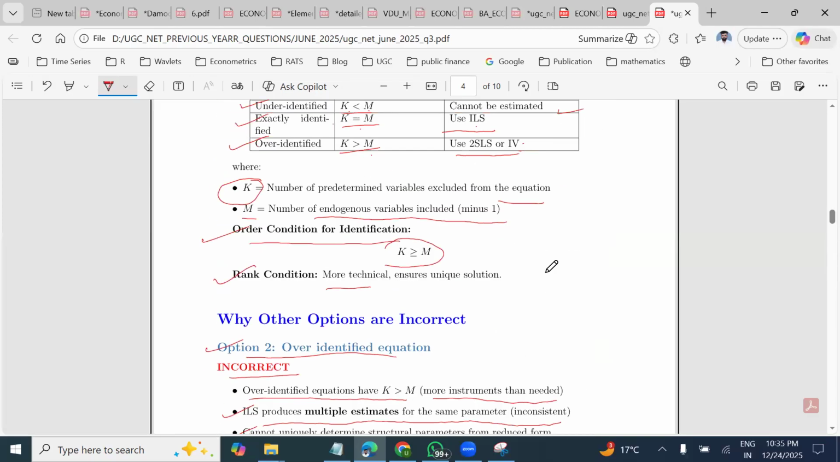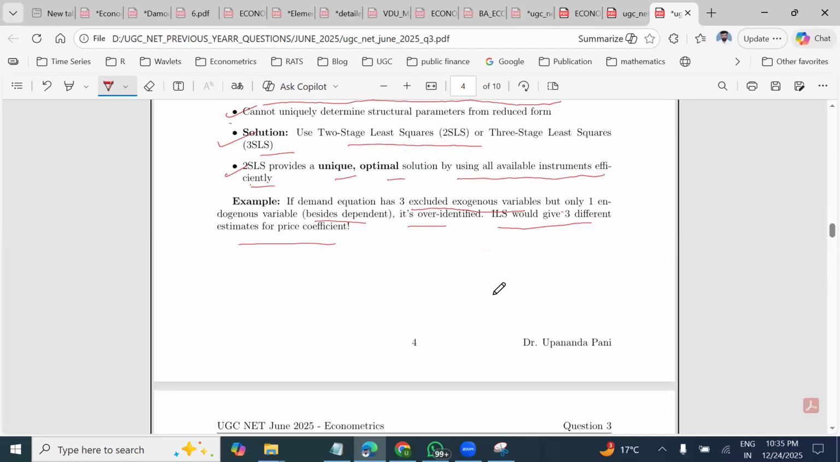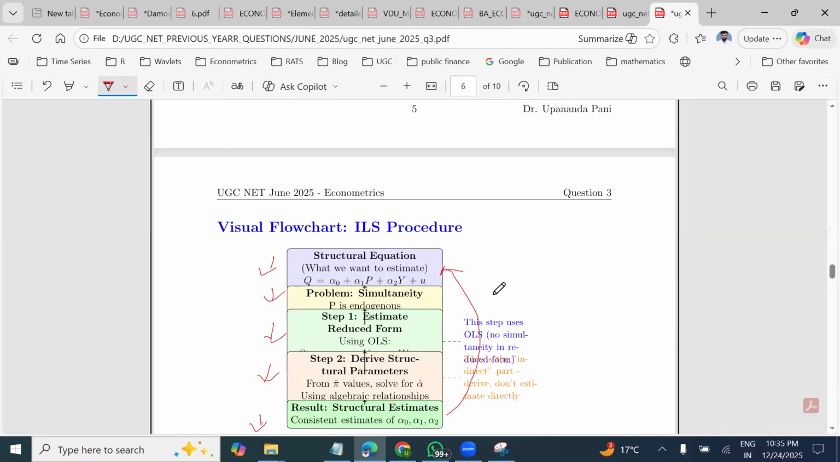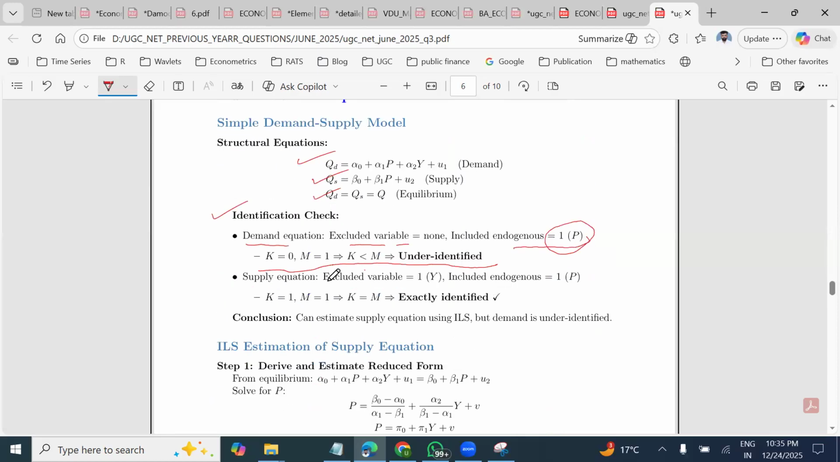What is m? M is the number of endogenous variables included minus 1. K is the number of predetermined variables excluded from the equation. So what is m over here? You can see m is, you can say, the excluded variable. There is no excluded variable in this case.